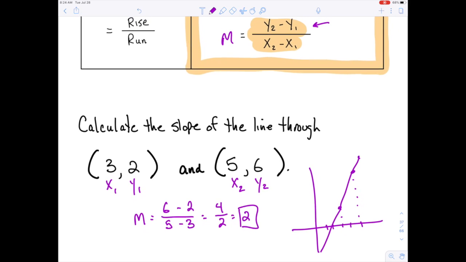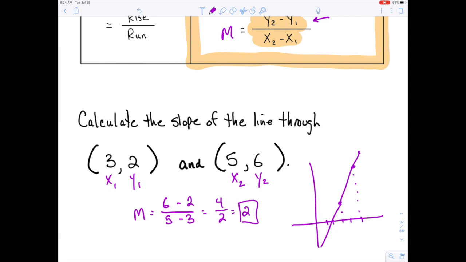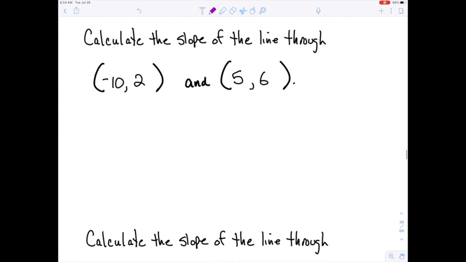Now, I want to show you a couple other examples just to make sure you don't get thrown off by this basic skill. This is just a skill. This is just mastering a formula. We would say this: y sub 2 minus y sub 1, S-U-B, sub, like subscript, and x sub 2 minus x sub 1.